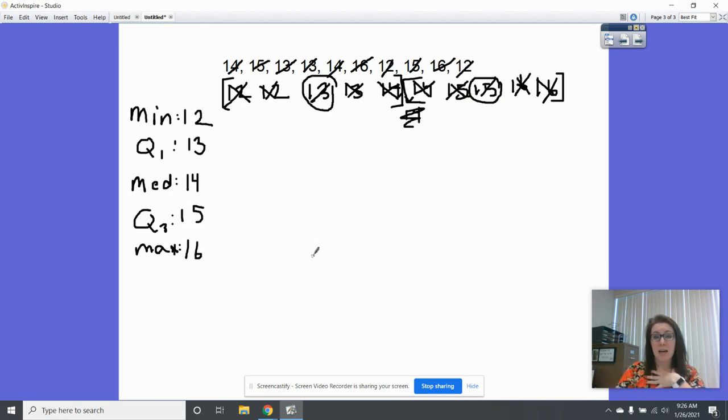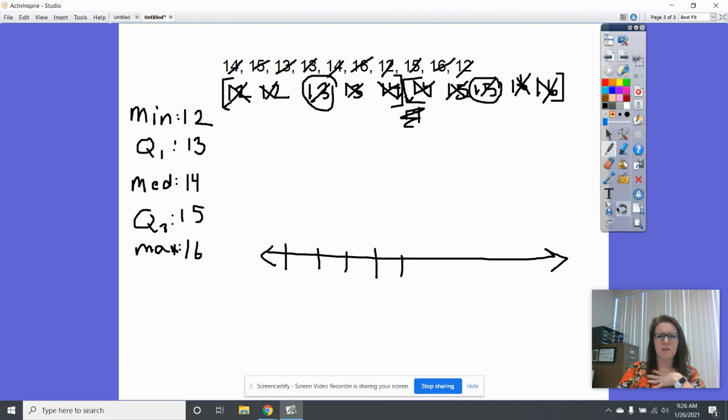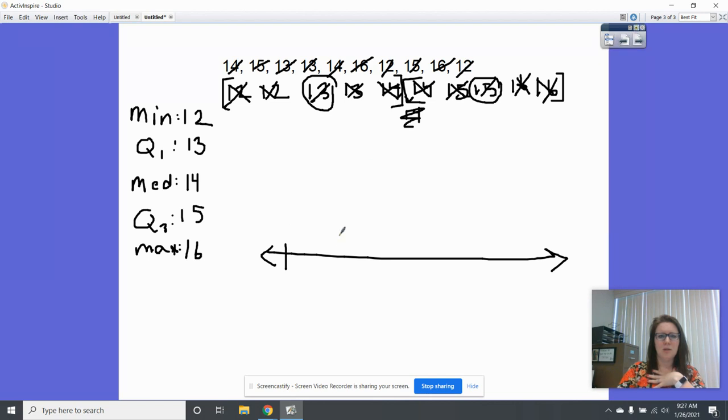Now I'm going to make the actual box and whisker plot. So I draw a number line. I'm going to do 12, 13, 14, 15, 16. That's small. I guess I don't need it that close together. How about 12, 13, 14, 15, 16? There we go. Now, of course, whenever you do your box and whisker plot, it might not end up quite so lovely. So I'm going to put a dot at my minimum and my maximum.